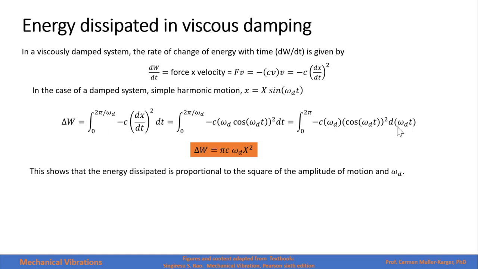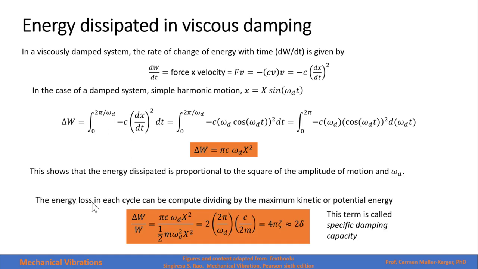Then, to change the limit of integration, we will integrate with respect to the frequency times time. So this is our new differential. You see that we change the limit of integration here. So we integrate this expression, and we evaluate it between 0 and 2 pi, and we have this expression right here. As shown, the energy dissipated is proportional to the damped frequency and the square of the amplitude.